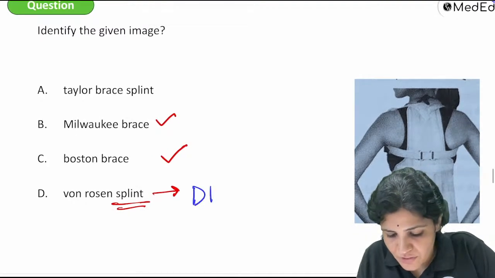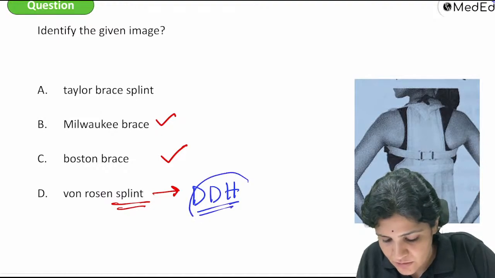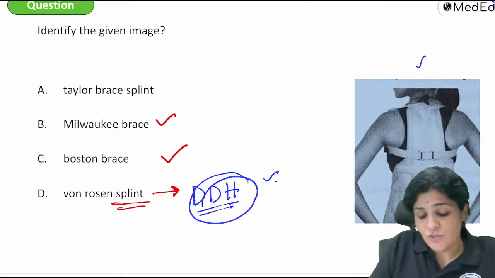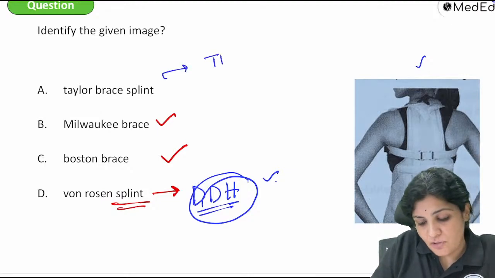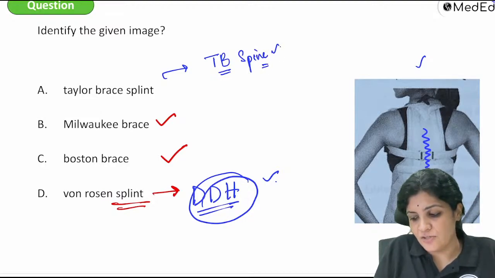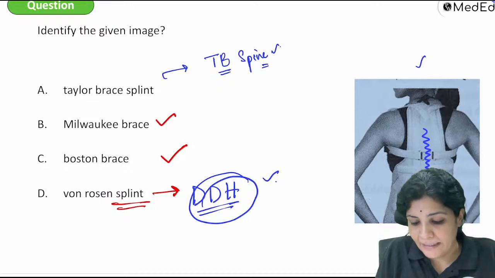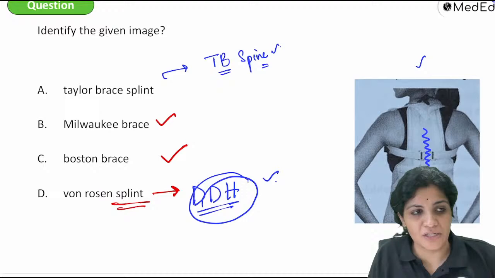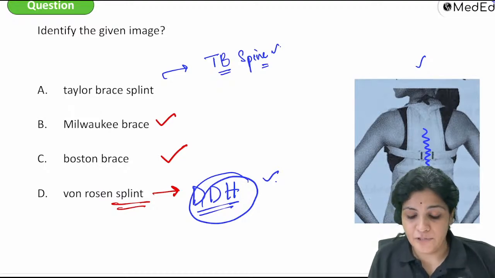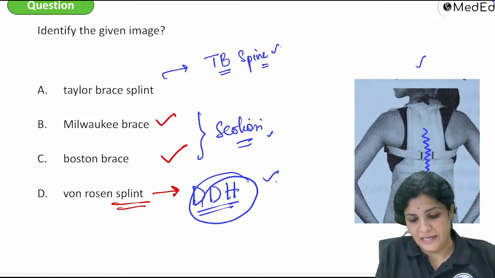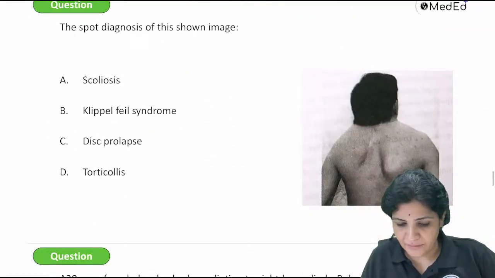Yes, very good. It is used in DDH. So von Rosen splint is used for kids in case of DDH. So the answer here is Taylor's brace. This Taylor's brace is mostly used in case of tuberculosis of the spine. Whenever we encounter tuberculosis, because this is a thoracic area and this thoracic area is stabilized by this belt, this is called the Taylor's brace. And Milwaukee and the Boston are used for scoliosis, right? And von Rosen splint is for DDH. Is that clear?